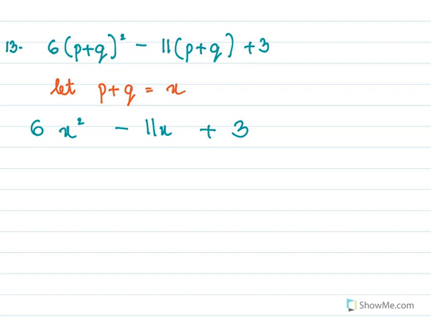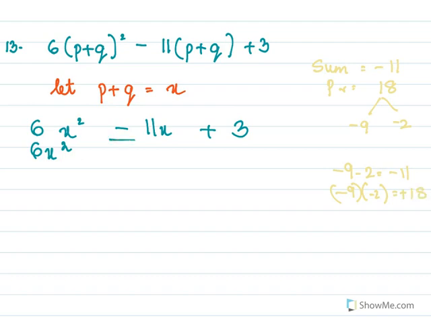Now we do middle term split. We have 6x square. We are going to split minus 11. So the sum should be minus 11, and the product should be 6 into 3, and 6 into 3 is 18. So the factors would be minus 9, minus 2. Let's check that again. Minus 2, minus 9 gives us minus 11, and minus 9 and minus 2 gives us plus 18.